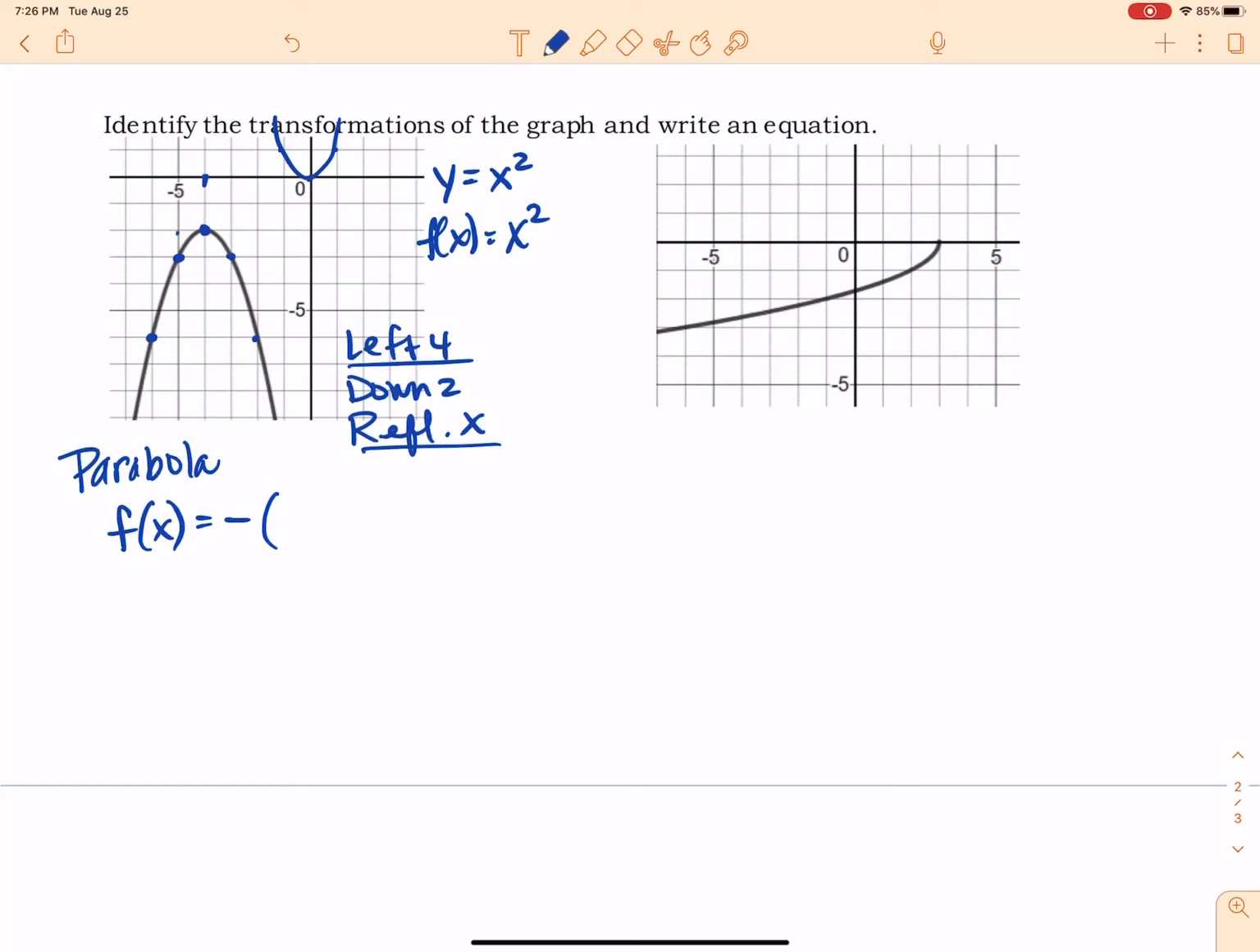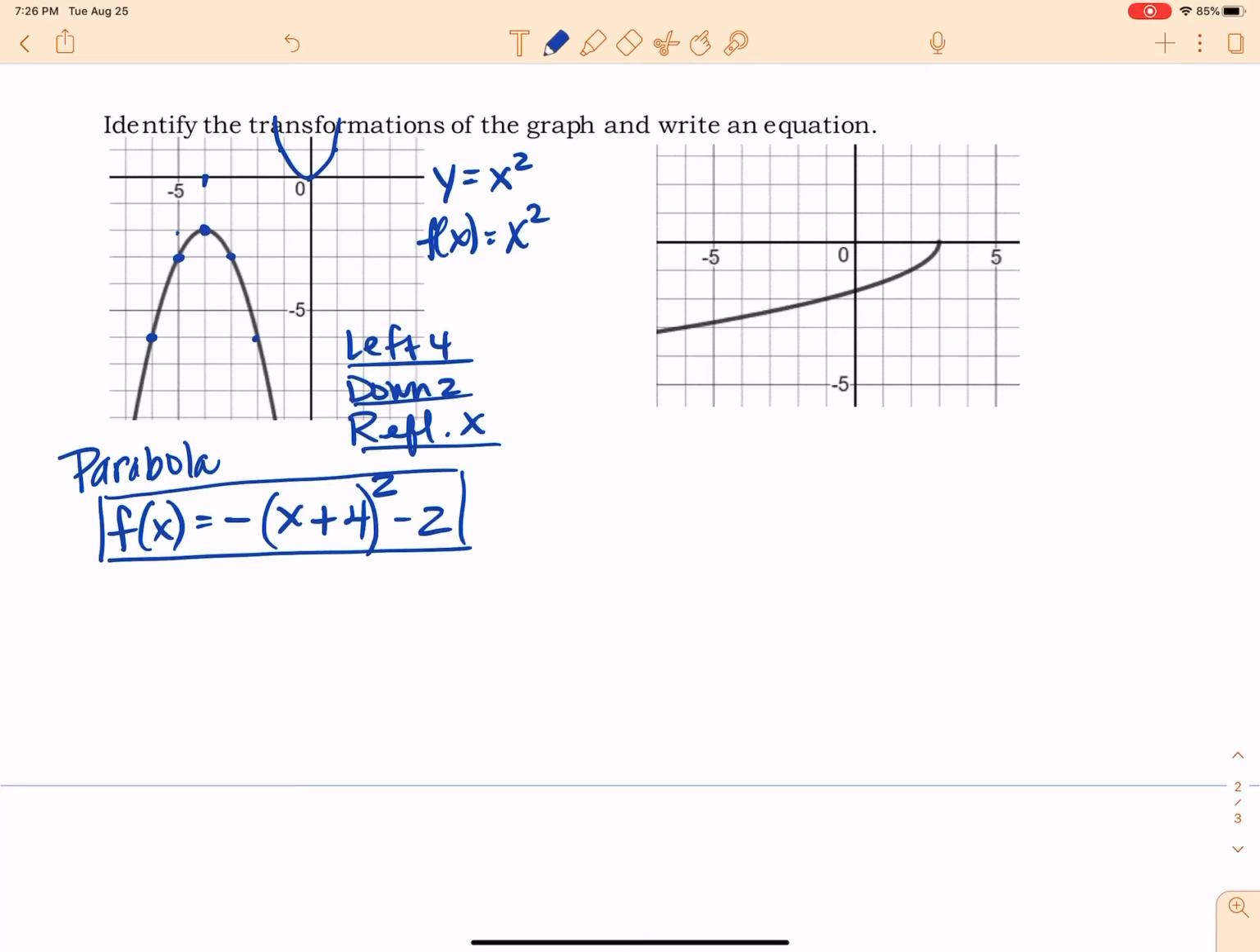Since I'm moving to the left 4, this means I'm going to have x plus 4 in my parentheses. Don't forget this is a parabola, so you must put a square up there. Now down 2, so that's minus 2. So that is my equation. That is my answer for this particular graph.